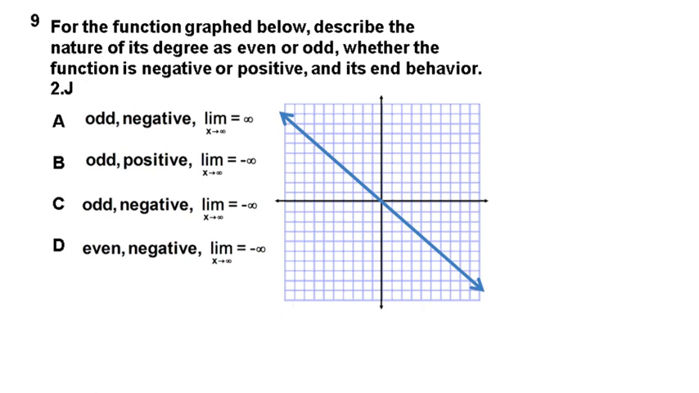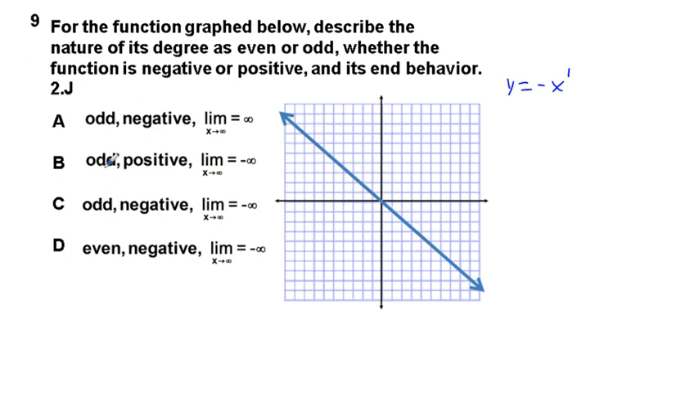9, for the function graph below, describe the nature of its degree as even or odd, whether the function is negative or positive. So this is going to be an odd degree function. In fact, it looks like it's going to be y equals negative x to the 1 power, or y equals negative x. That's kind of where it looks like. Maybe not exactly, but pretty close.